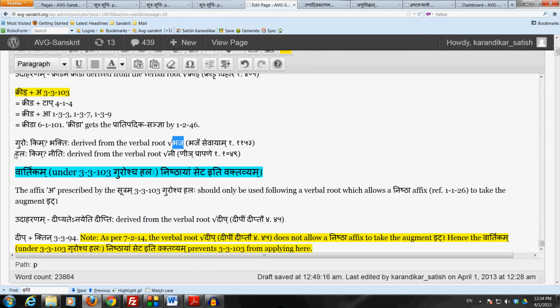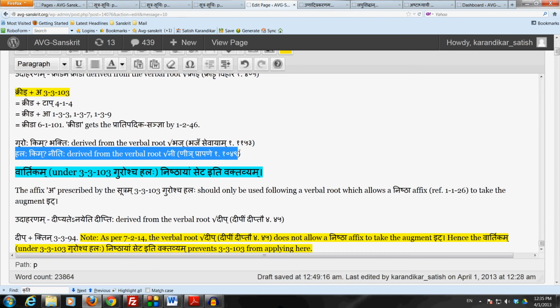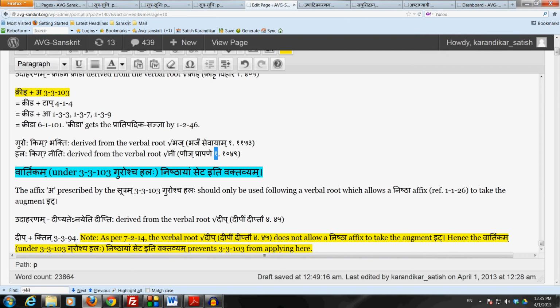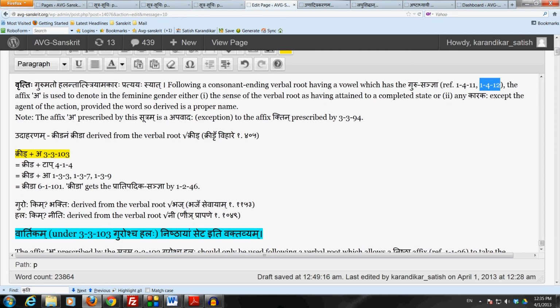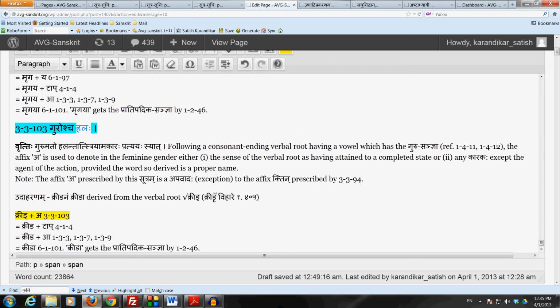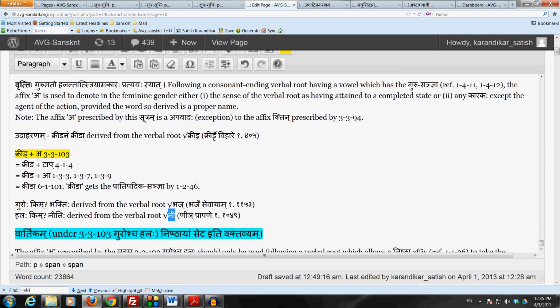Now, halaha iti kim nitihi, derived from the verbal root ni, which is nin prapane, in the bhvadigana. This verbal root does have a vowel with the guru sanya. It has the dirgha ikaraha. Remember, by 1.4.12 dirghancha, every long vowel is also prosodically heavy. So that condition is satisfied, but this verbal root does not end in a consonant. Verbal root ni does not end in a consonant. So we cannot use 3.3.103 here either. You go back and use the default affix ktin by striyam ktin and get the form nitihi. So that's why Panini specifies halaha, to prevent this affix from applying following verbal roots such as ni, which do have a vowel with the guru sanya, but do not end in a consonant.